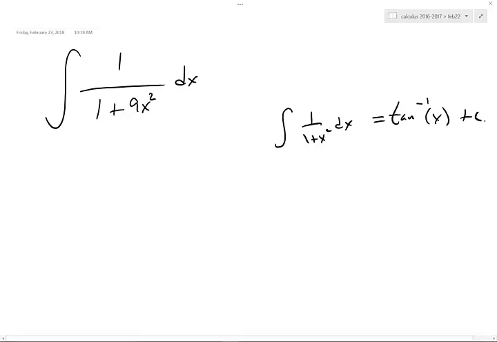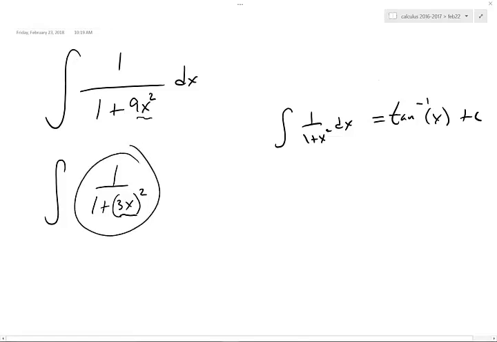But this is not just x over here, squared. What would have to be in here so that you'd square it? It would be 3x, wouldn't it? Do you see that? Look at it. Is that true? It's a function in a function, isn't it?